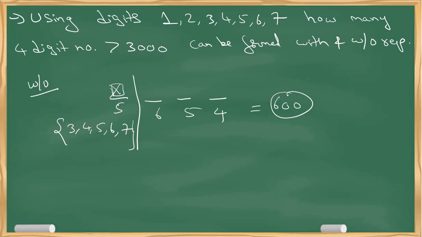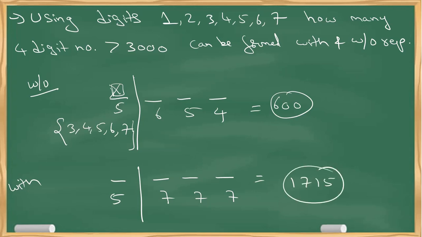Clear? So the same question with repetition, if I try. So this will be 5 possibilities, and repetitions are allowed. So 49 into 35, I'll get 1715 possibilities. Hope you are clear with this.